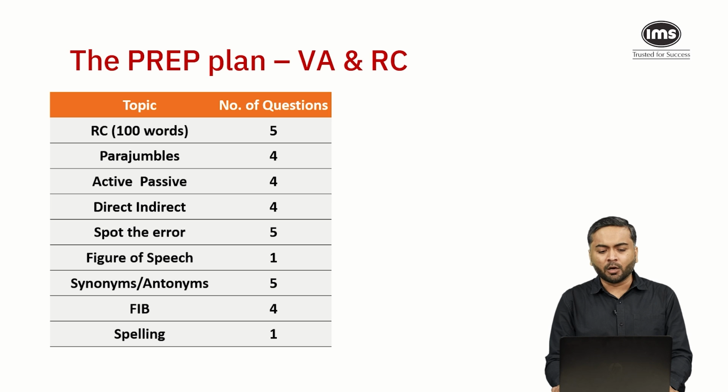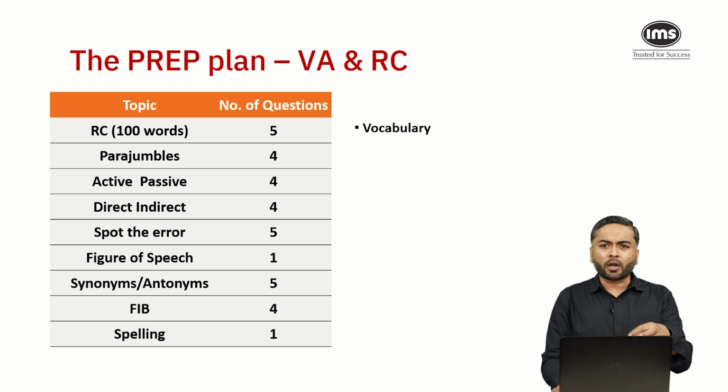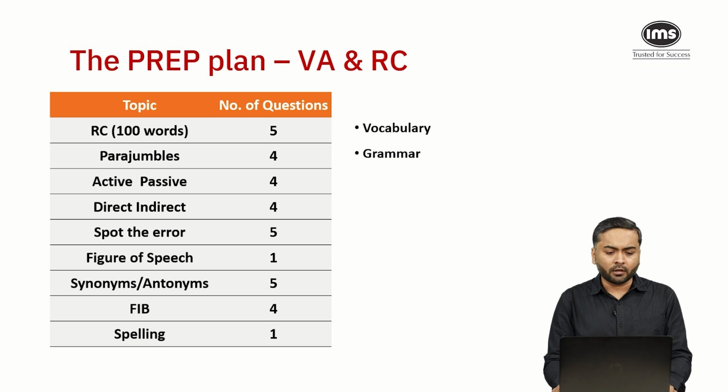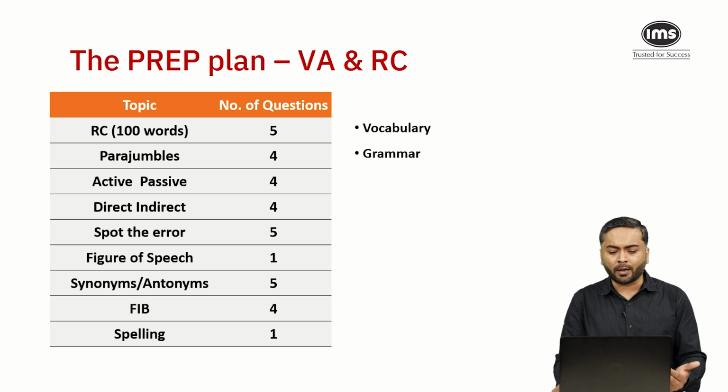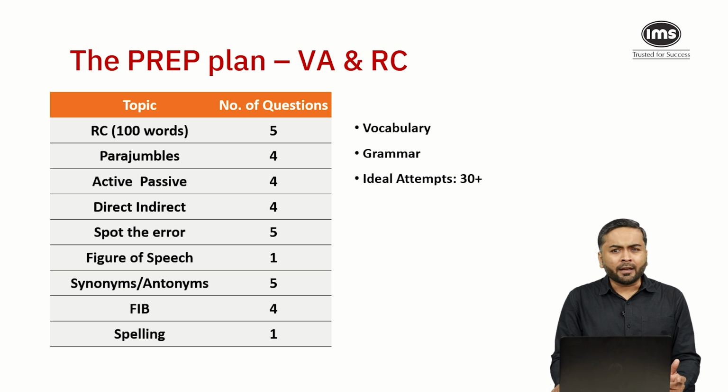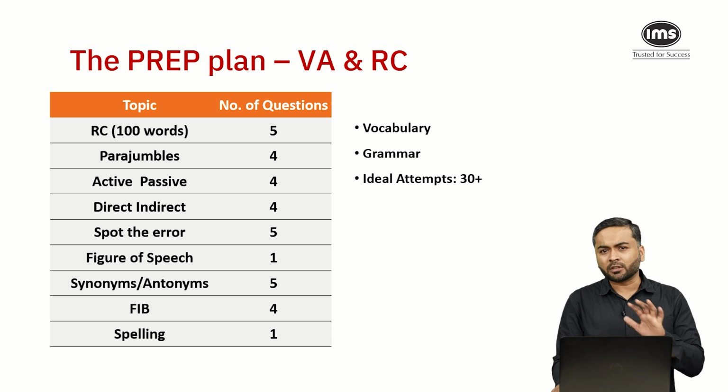If you look at the breakup, RC and para-jumble are 9 questions. Otherwise, it is vocabulary and grammar heavy. So the entire paper, if you remove those 9 questions, is vocabulary and grammar based. And it's very achievable. Students generally attempt more than 30 questions in the verbal section here. Anything more than 30 is something that you should be aiming at.